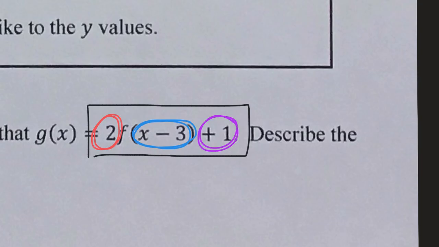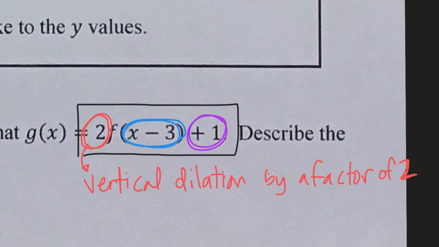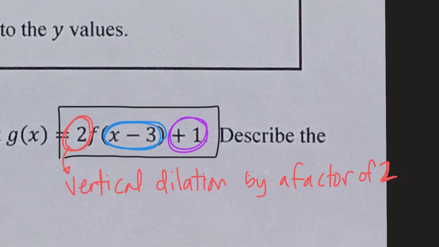So each of these do different things. So what does the 2 do? This is a vertical dilation by a factor of 2. Okay, we used to call this a stretch, but we're just going to combine your stretch and compression into a vertical dilation by a factor of 2.